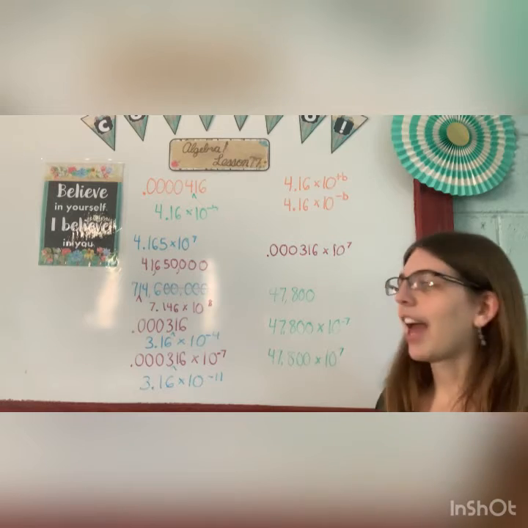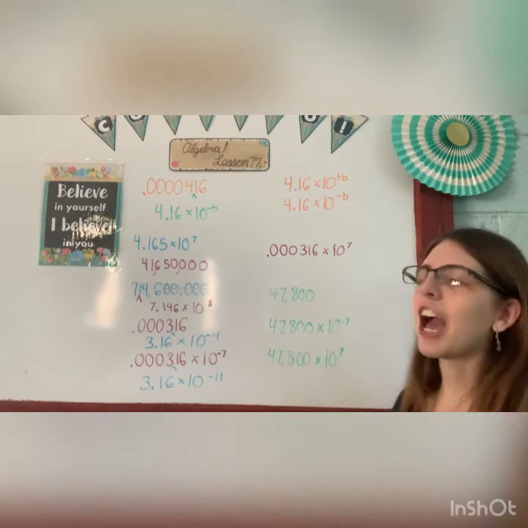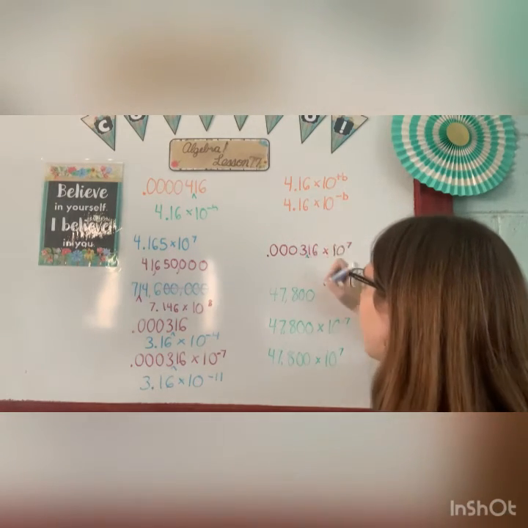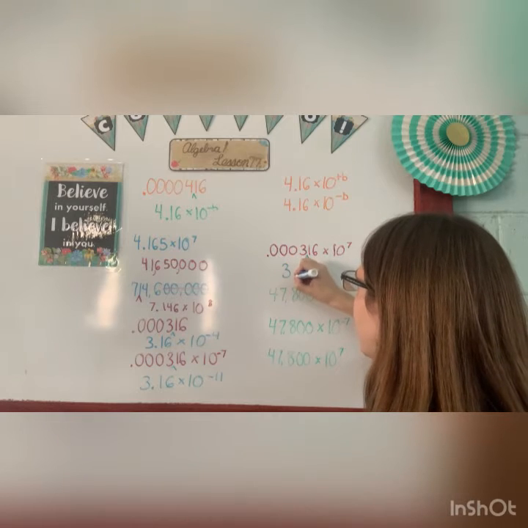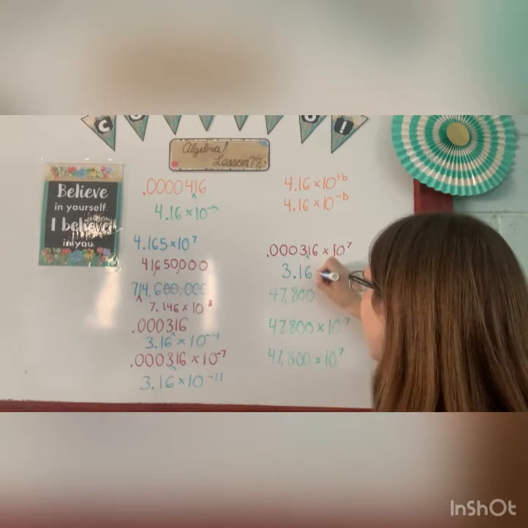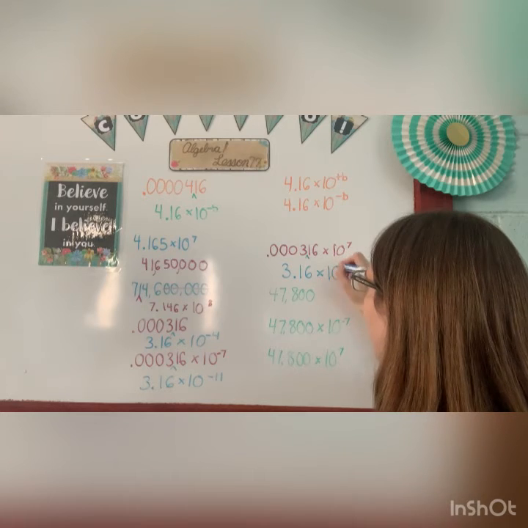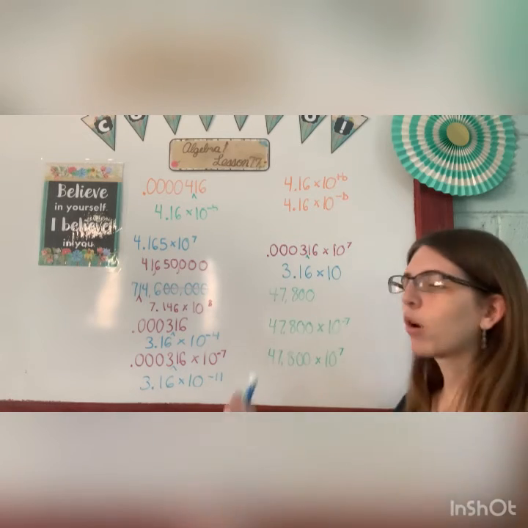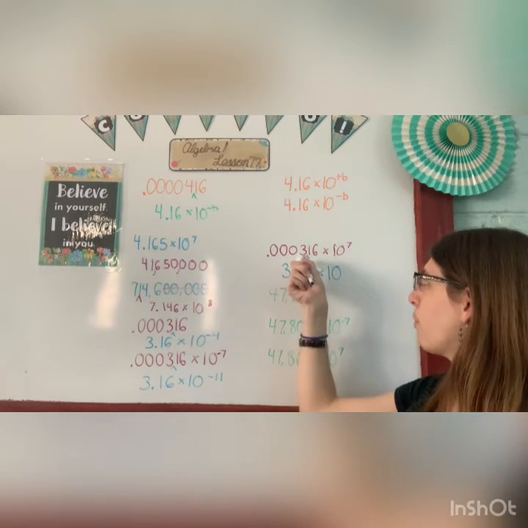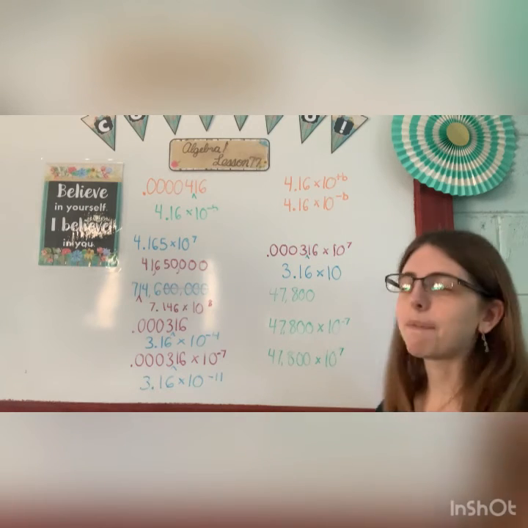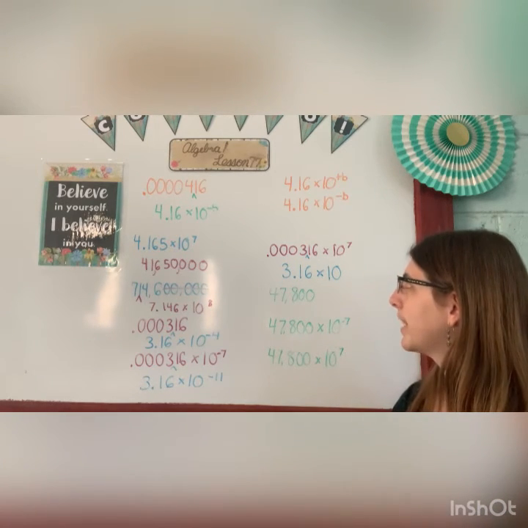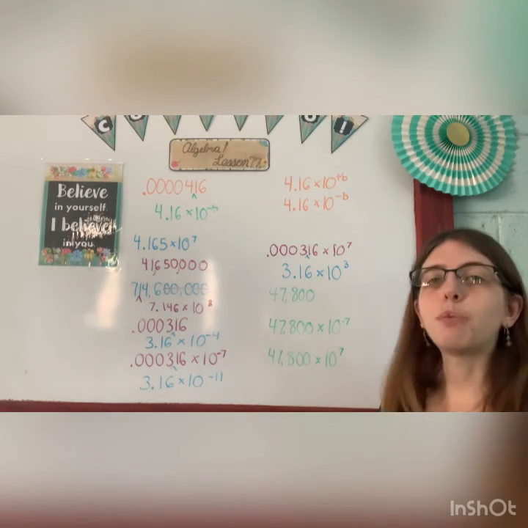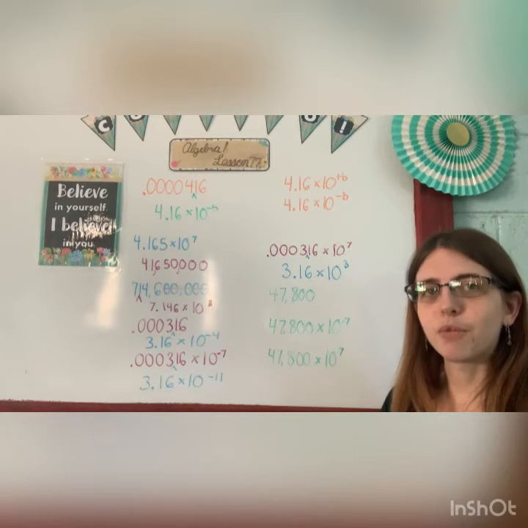Let's try another one like that. Okay, this is the same problem, except this time my exponent is positive. So once again, I'm going to move my decimal point behind the first non-zero digit. So it's 3.16 times 10 to the, well, it really belongs 4 places to the left. So it's a negative 4. So I combine that negative 4 with a positive 7. Negative 4 plus 7 is a positive 3. So my final answer is 3.16 times 10 to the positive 3.